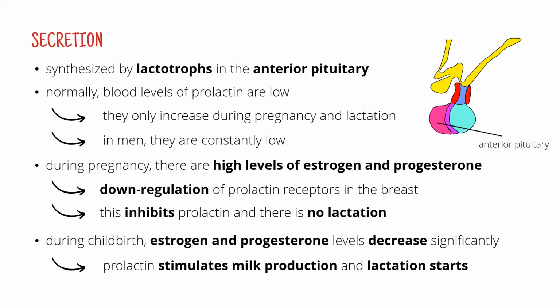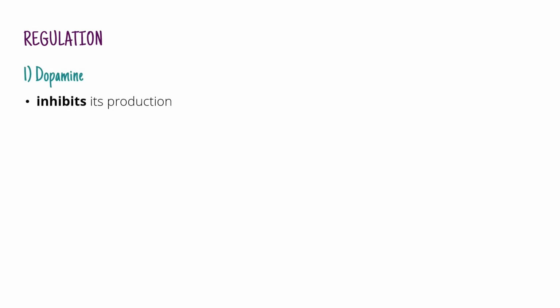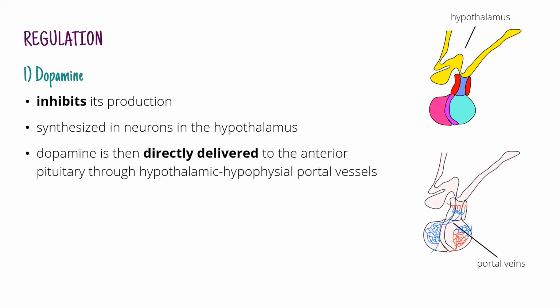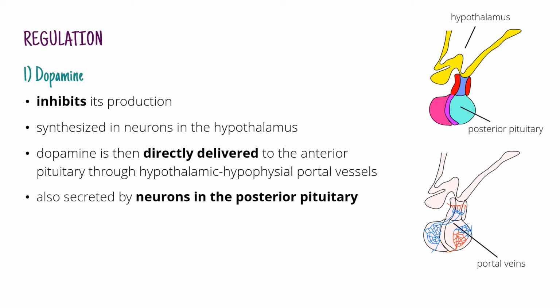Good, so now let's look at the way prolactin is regulated. The most important inhibitory factor is dopamine, which is synthesized in neurons in the hypothalamus and gets directly transported to the anterior pituitary through hypothalamic hypophyseal portal vessels. And some amounts of dopamine are also secreted by neurons in the posterior pituitary.